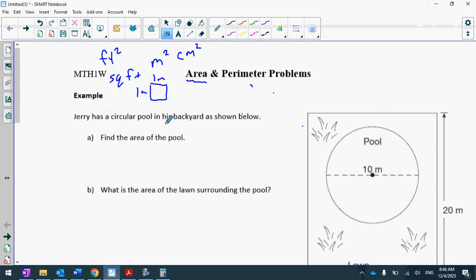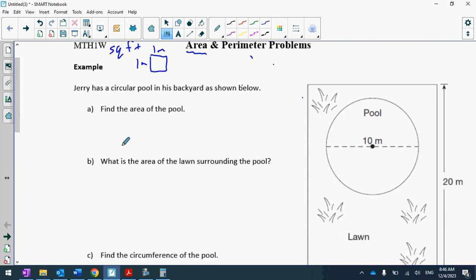In this first example, we see a pool in a backyard, and the pool is a circle, and we're asked to find the area of that pool, which looks like it has a diameter of 10 meters. So according to that formula sheet, the area of a circle is pi r squared. And our diameter is 10 meters, which means our radius is half of that, which is 5. So the area here is pi times 5 squared, like so.